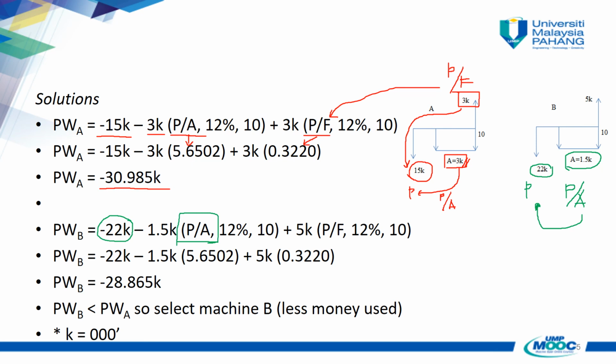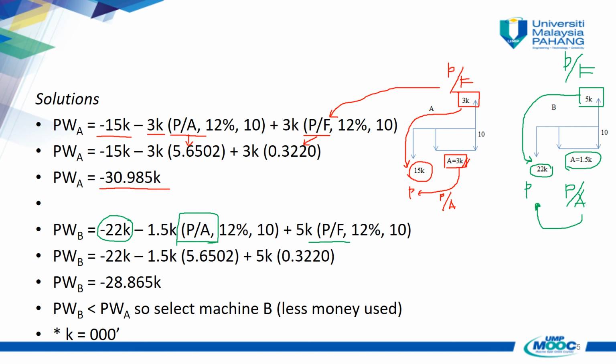And plus 5,000. What is this? 5,000 is our F here. So we need to convert this F to become our present value. So we call those finding P when you know the F. Straightforward here. Multiply 5,000 by finding P when you know the F.